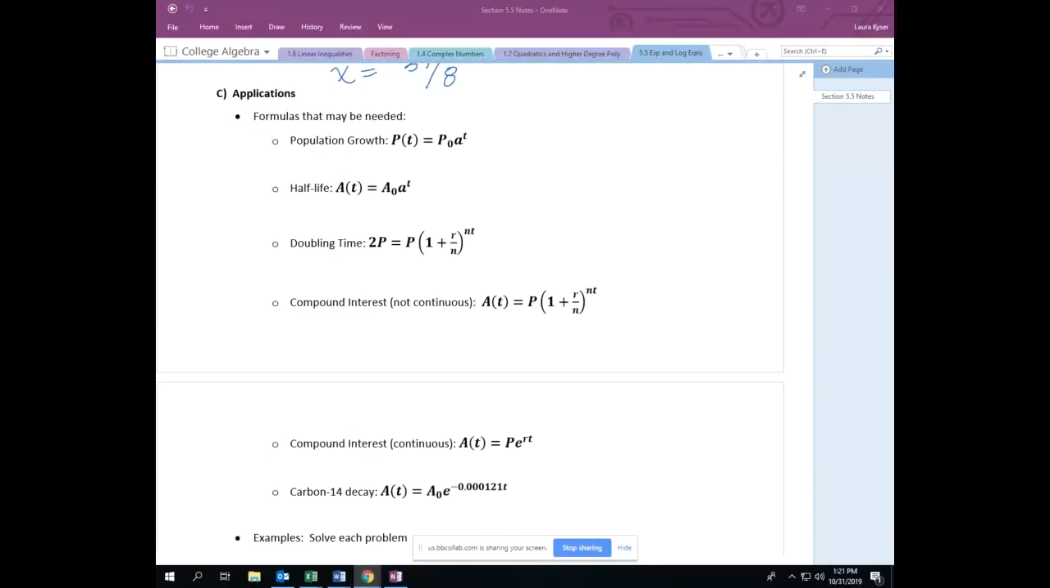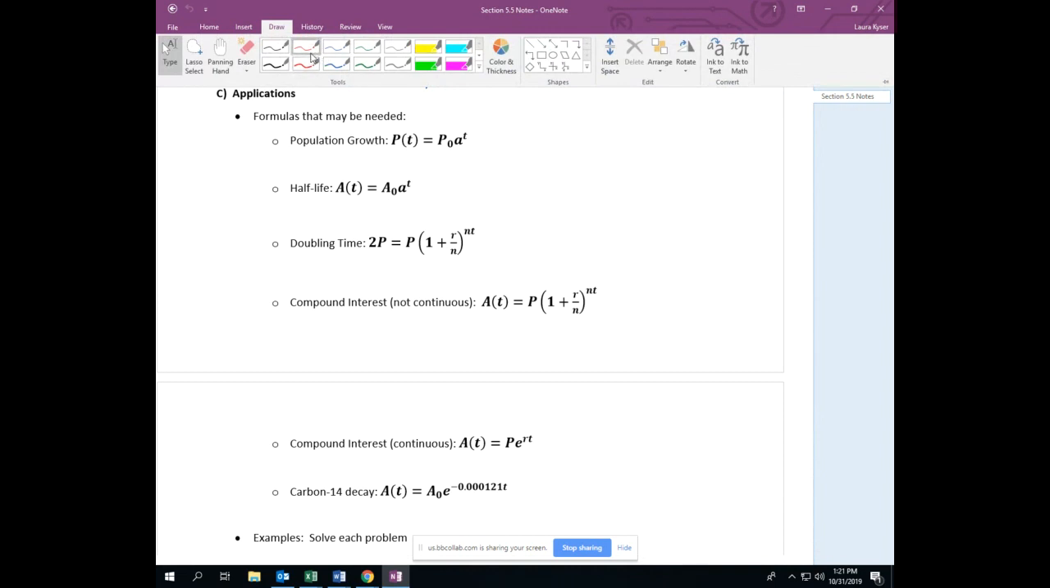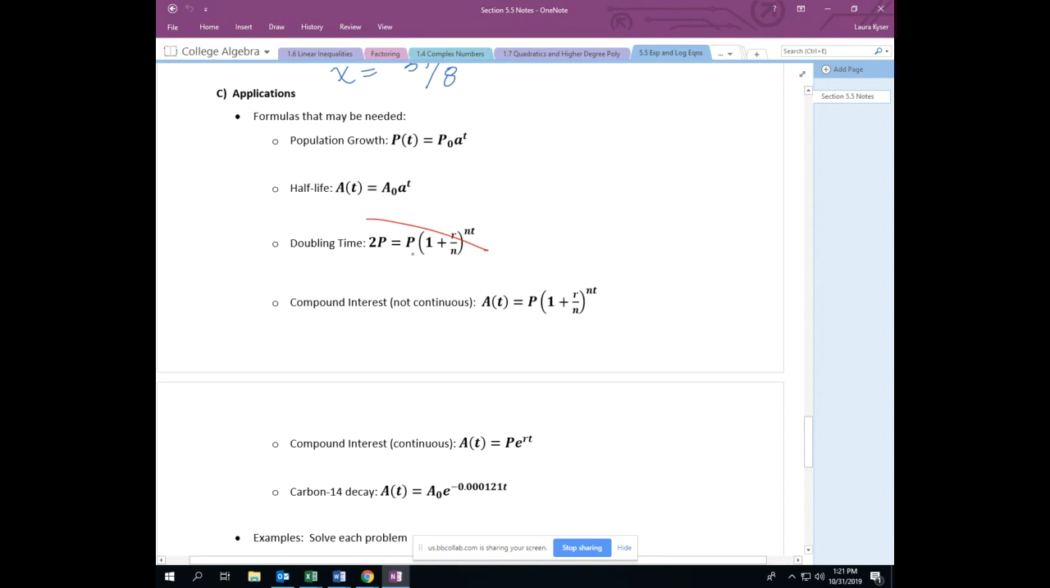All right, guys, this is the part 2 video for the application problems. So the first thing that I want to draw your attention to is some formulas that go along with some of these applications. And I want to come down here to this doubling time formula because this is not the formula that I use for doubling time. So I'm going to get rid of this formula and I'm going to replace it with two different formulas.